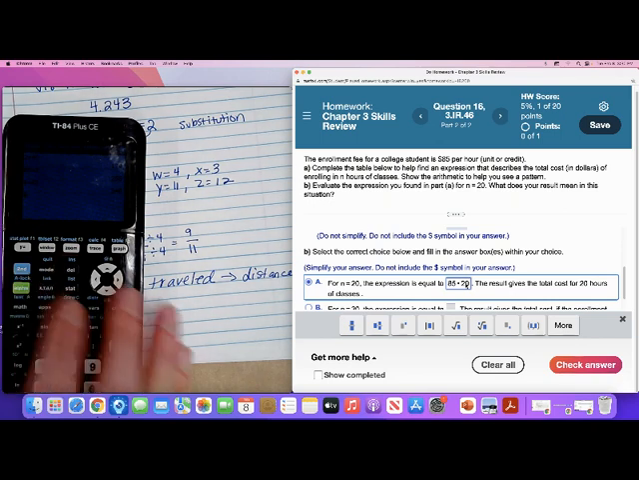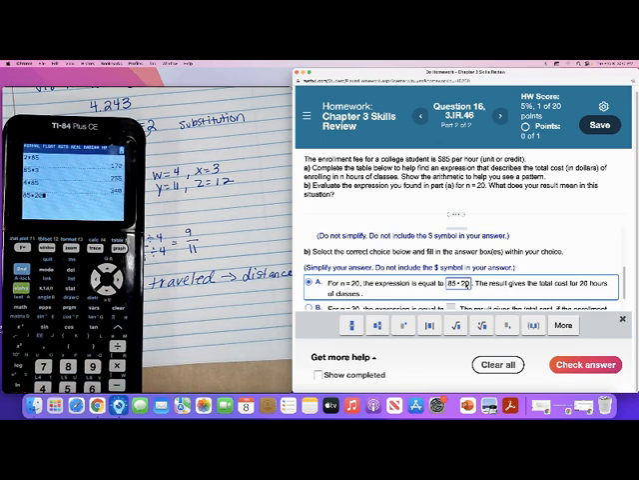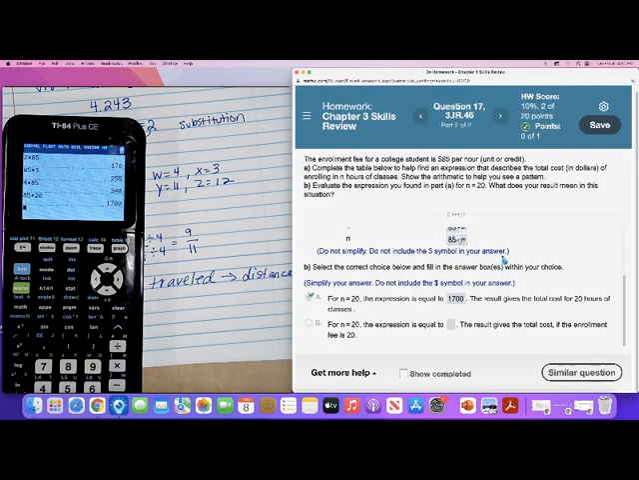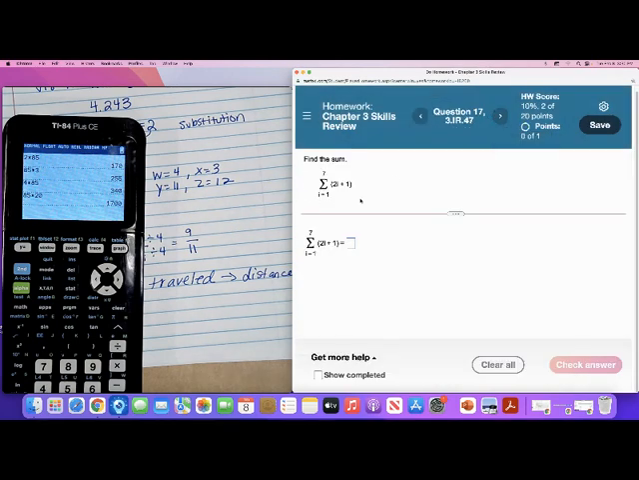I guess it actually wants the number this time. 85 times 20. 1,700? Yep, that's what it wanted. Find the right thing. All right, let's look at this.